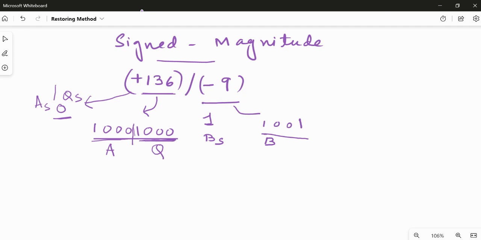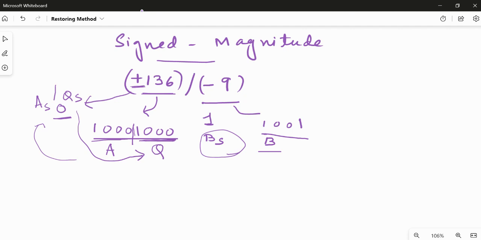Now, what will be the sign of this dividend? Our assumption here is that every register will have an associated sign flip flop. So register A has its sign flip flop as AS. Similarly, QS is the sign flip flop associated with register Q. Similarly, for register B, the associated sign flip flop is BS. So here, whether you consider AS or QS, the value will remain a 0. That indicates the positive sign of the dividend. So this is the initial configuration.